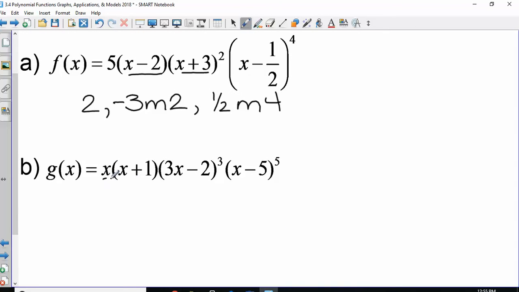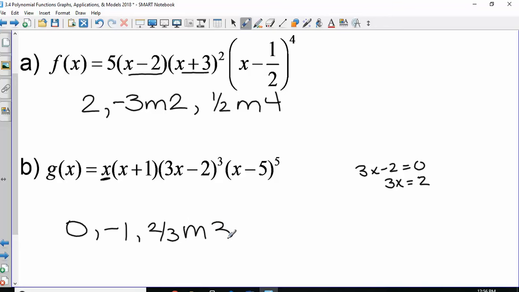So B. If I just have an x out in front, what makes that 0? 0. What makes x plus 1 zero? 1. 3x minus 2? Yep, if you ever get one that you're not sure about, just work it out. You get 2/3. That one was to the 3rd power, so that's multiplicity 3. And then an x minus 5.